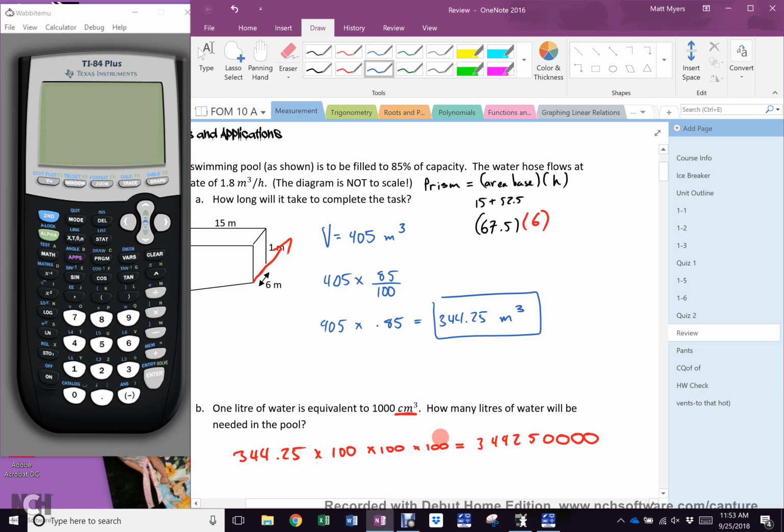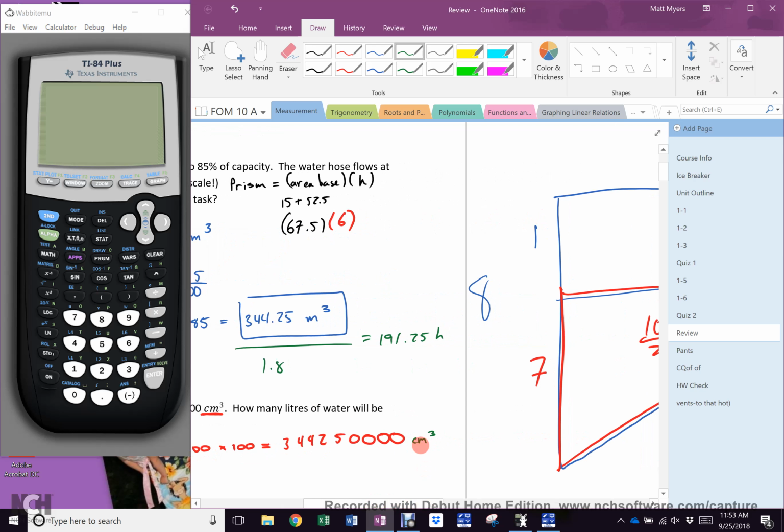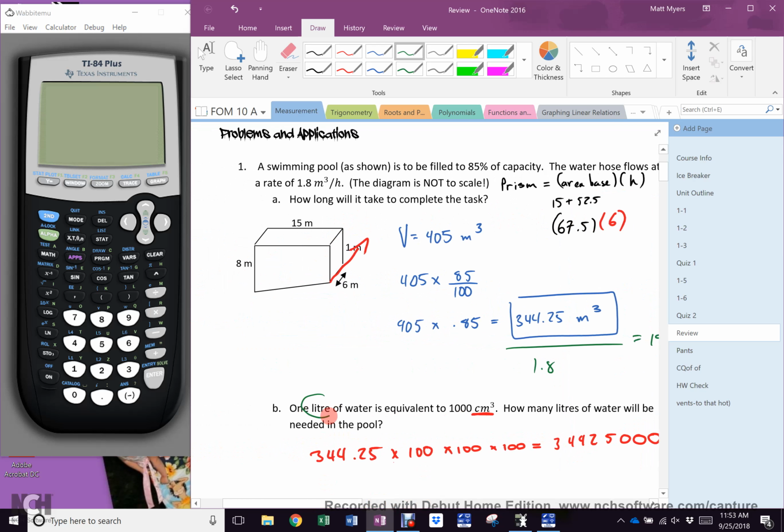Okay. Now, as Josh says, I forgot to finish this off. You had to divide that by 1.8 to get 191.25 hours. Right? Now, we're back to here. We have converted to centimeters cubed, haven't we? Agreed? Now, centimeters cubed, I want liters. I have been told right in the question, right here, that 1 liter equals 1,000 centimeters cubed. I want liters, don't I?